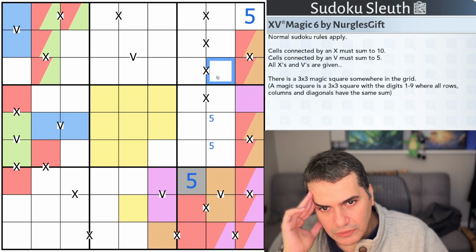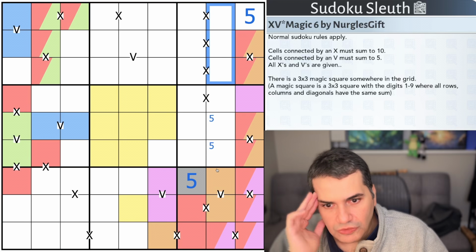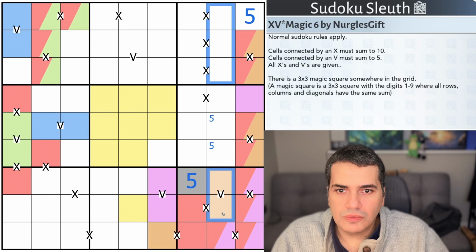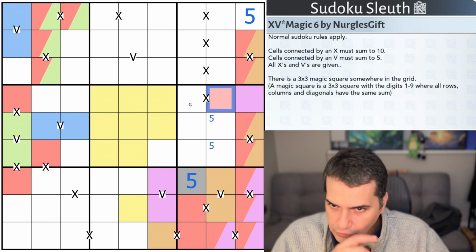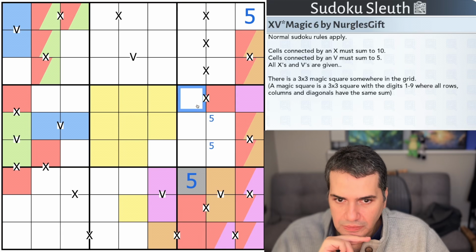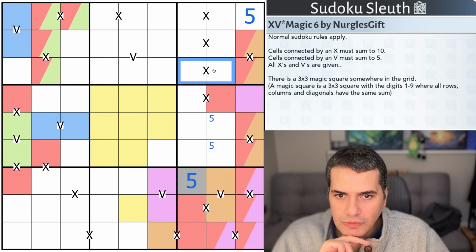Now I have another orange in here, which can't be in these three cells because of this orange. And this can't be orange, and this can't be purple. So this is definitely red. Now this is a low digit that could be either purple or orange, which is unfortunate. What essentially we've got up here is two purples and one orange.